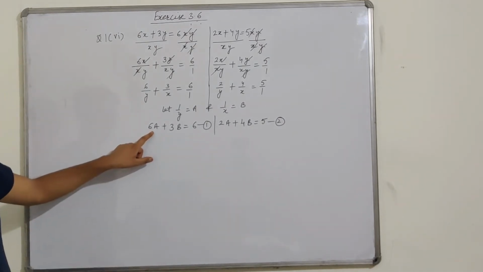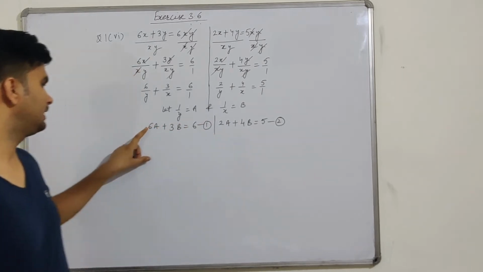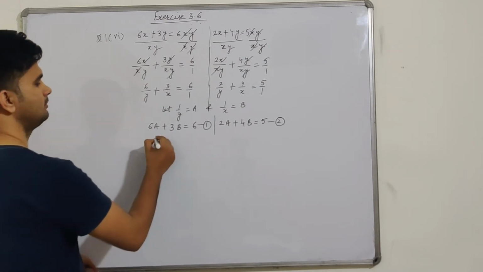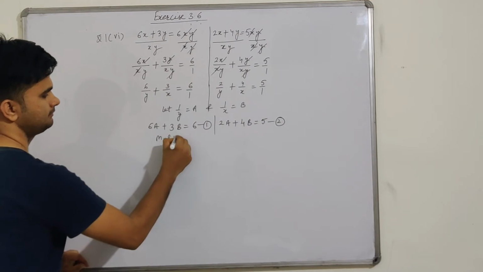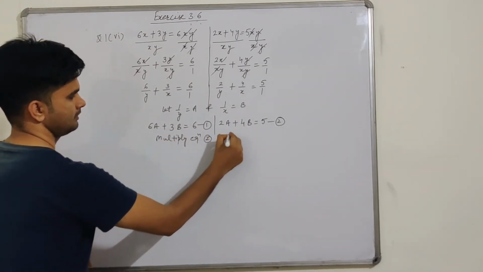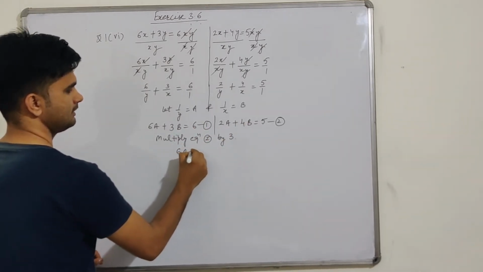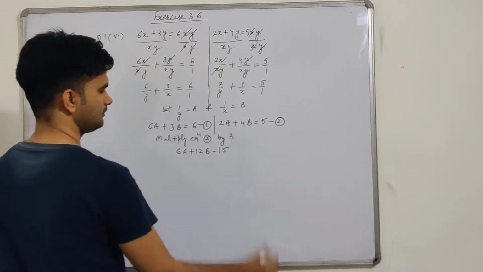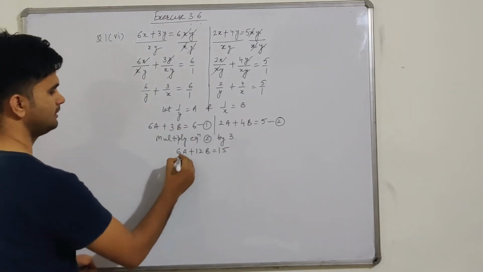Here we have coefficient of a as 6 and here coefficient of a is 2. So to make the coefficients of a equal, multiply equation 2 by 3. Then what we will get? It will become 6a plus 12b is equal to 15. Right? Then subtracting equation 1 from 2.